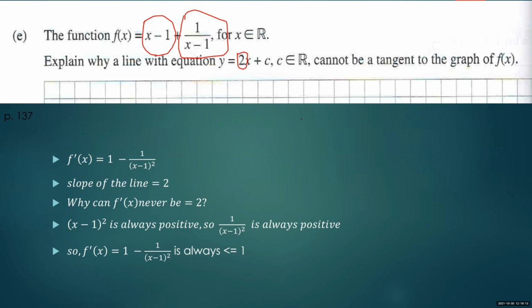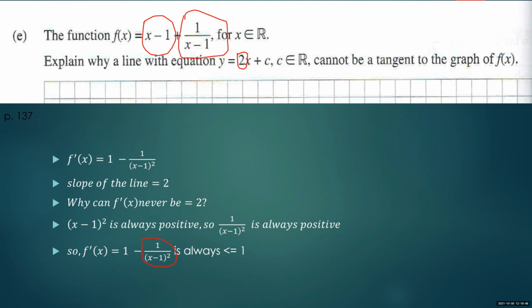x minus 1, all squared, is always a positive number. And so 1 over (x minus 1) squared is always positive as well. So f dash of x, which is equal to 1 minus this, always has to be less than or equal to 1, because what I've circled there is always some number greater than 0. So f dash of x is always going to be less than or equal to 1.